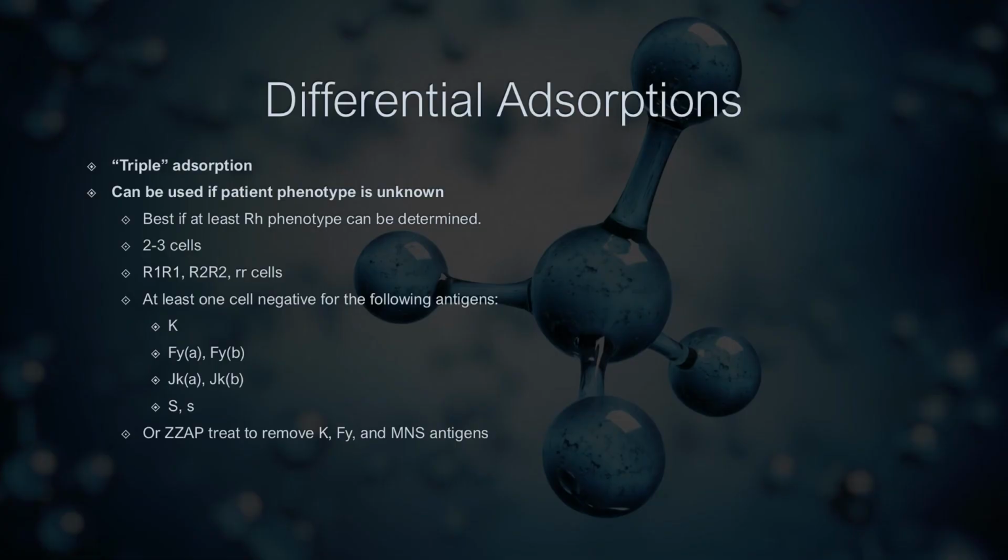So differential adsorptions are when you use 3 different phenotypes to adsorb. This is really the only adsorption you can perform when you do not know the patient's phenotype. So you don't know what to adsorb with. You can't select a pheno-matched unit to adsorb with because you don't know what the patient's phenotype is. So basically, you want to pick 3 different cells that will cover all the basic antigens so that you can rule out any clinically significant antibody.